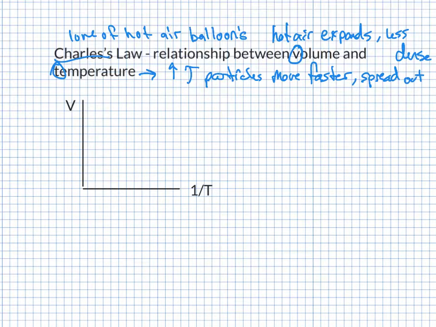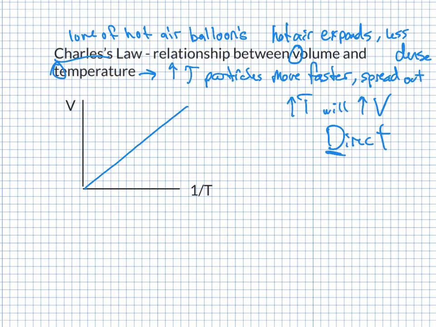So Charles' law is really very simplistic if you think about it from a common sense perspective. If you increase temperature, you will increase in volume. So these have a direct relationship, right? Boyle's was inverse, Charles is direct. So what does that look like graphically? Well, graphically that is going to look like a straight line going right out.